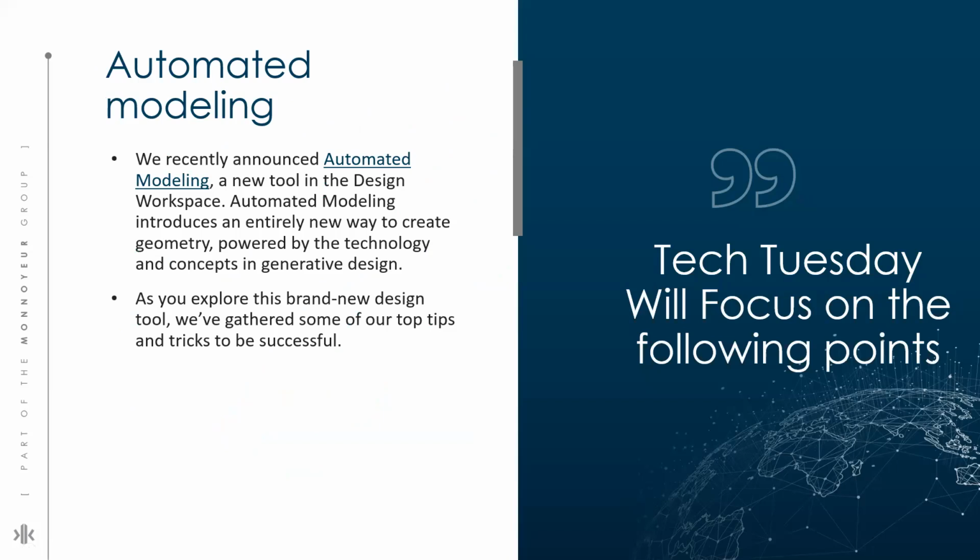Today I would like to present automated modeling, which we recently announced, a new tool in the design workspace. Automated modeling introduces an entirely new way to create geometry, powered by the technology and concepts in generative design. As you explore this brand new design tool, we have gathered some of our top tips and tricks to be successful. So let's move into the Fusion 360 software, and we will see how to use automated modeling.